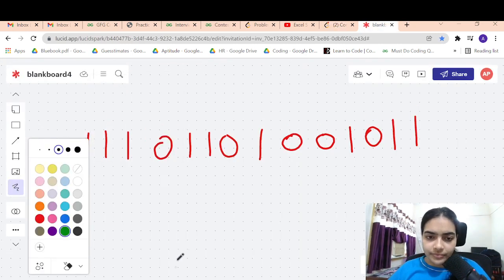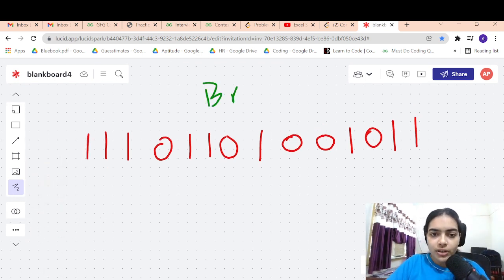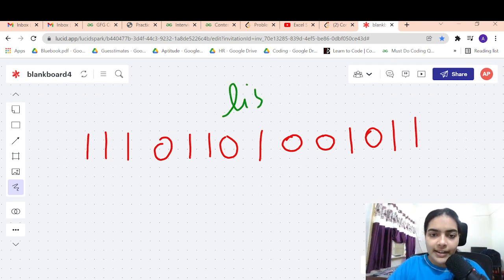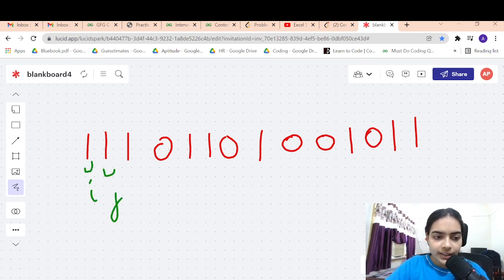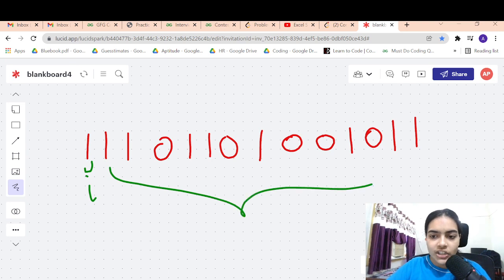Now there are a lot of subarrays in this, and the brute force approach to solve this problem is to list down all the subarrays, right? And if you list down all the subarrays, how are you going to list them down? Let's say you start with this i, then you take this j. This is one subarray. Next time j is here, i remains the same. This is the next subarray. Next time j becomes here, i becomes here. This is the next subarray, and so on, right? So for every i, you can take a j that will start from i plus 1.